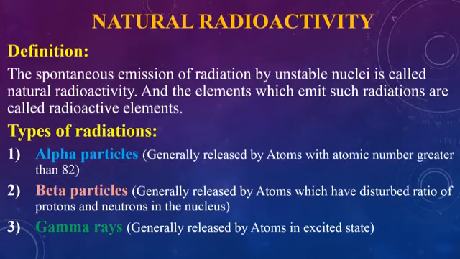So, types of radiations. As we have discussed, atoms or elements emit radiation spontaneously by themselves. These radiations can be of three types. These radiations include alpha particles, beta particles, and gamma rays. And what are alpha particles? Alpha particles are basically helium particles which have atomic number 2 and atomic mass 4.